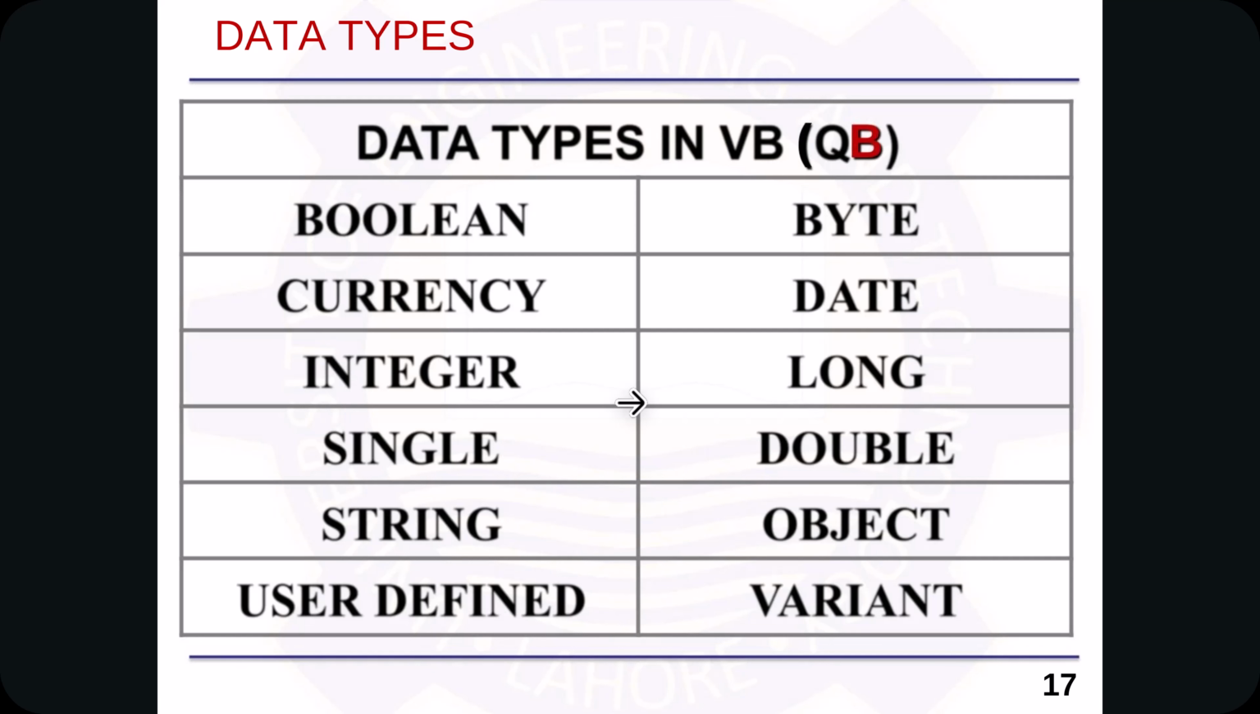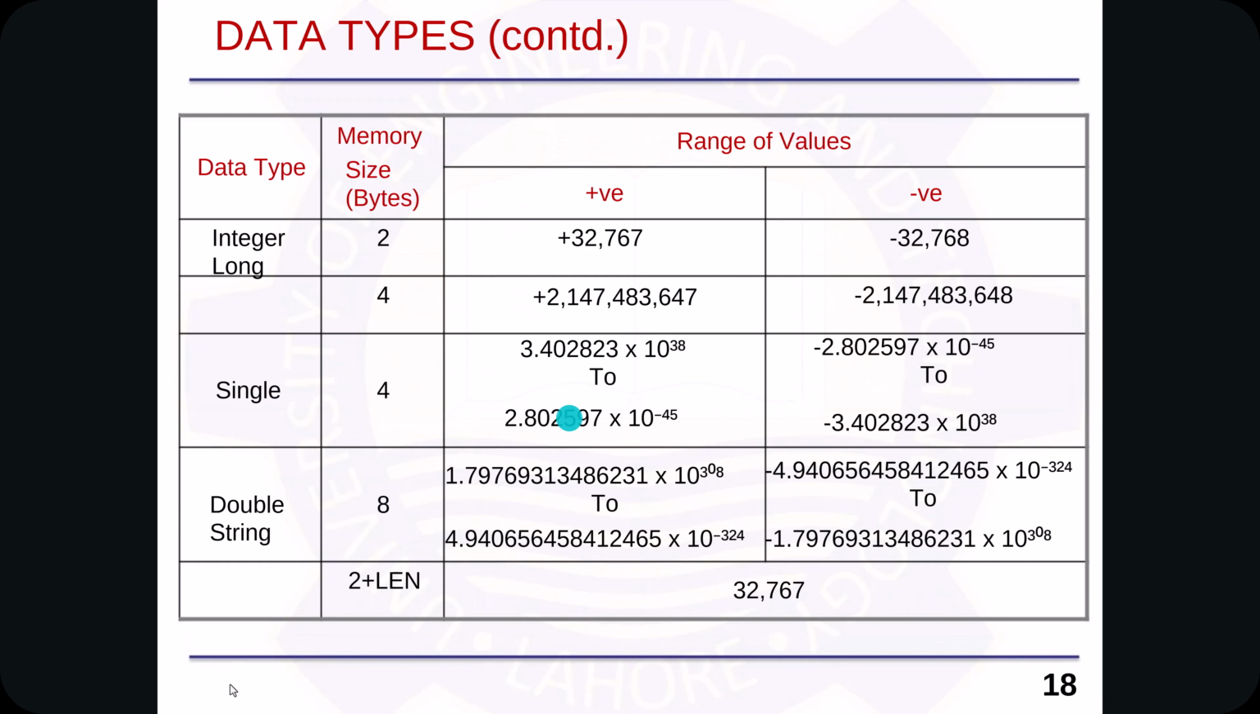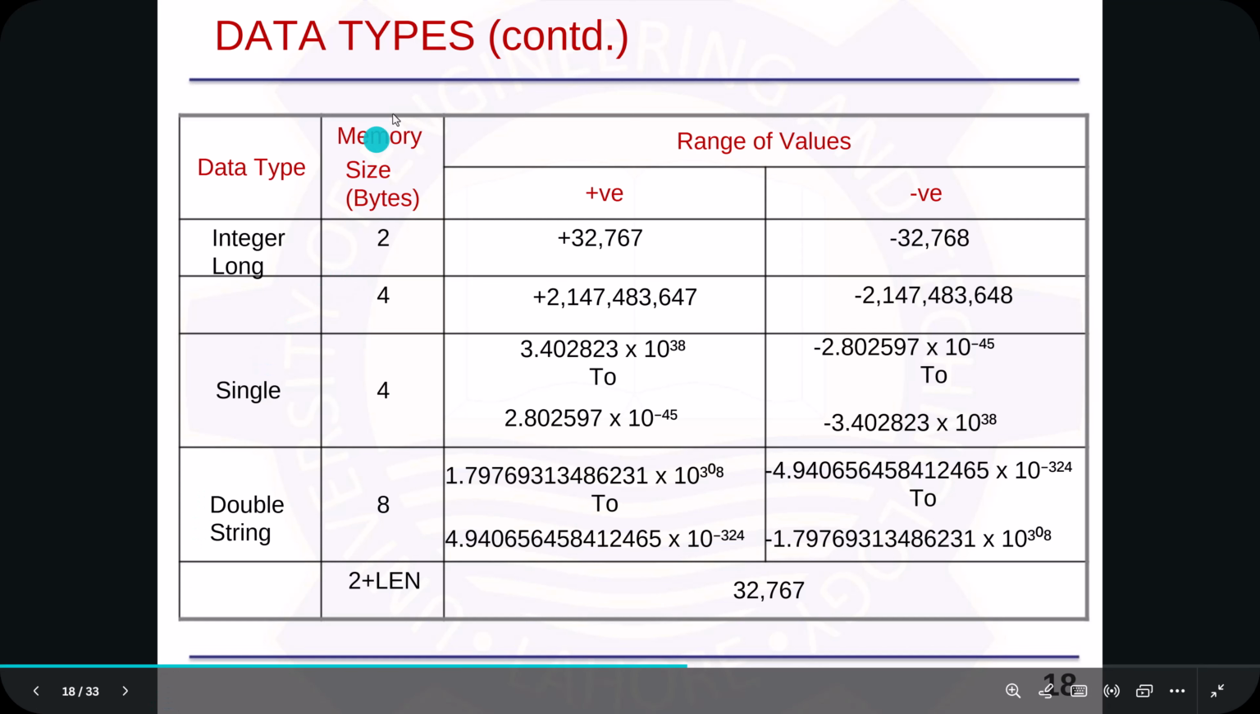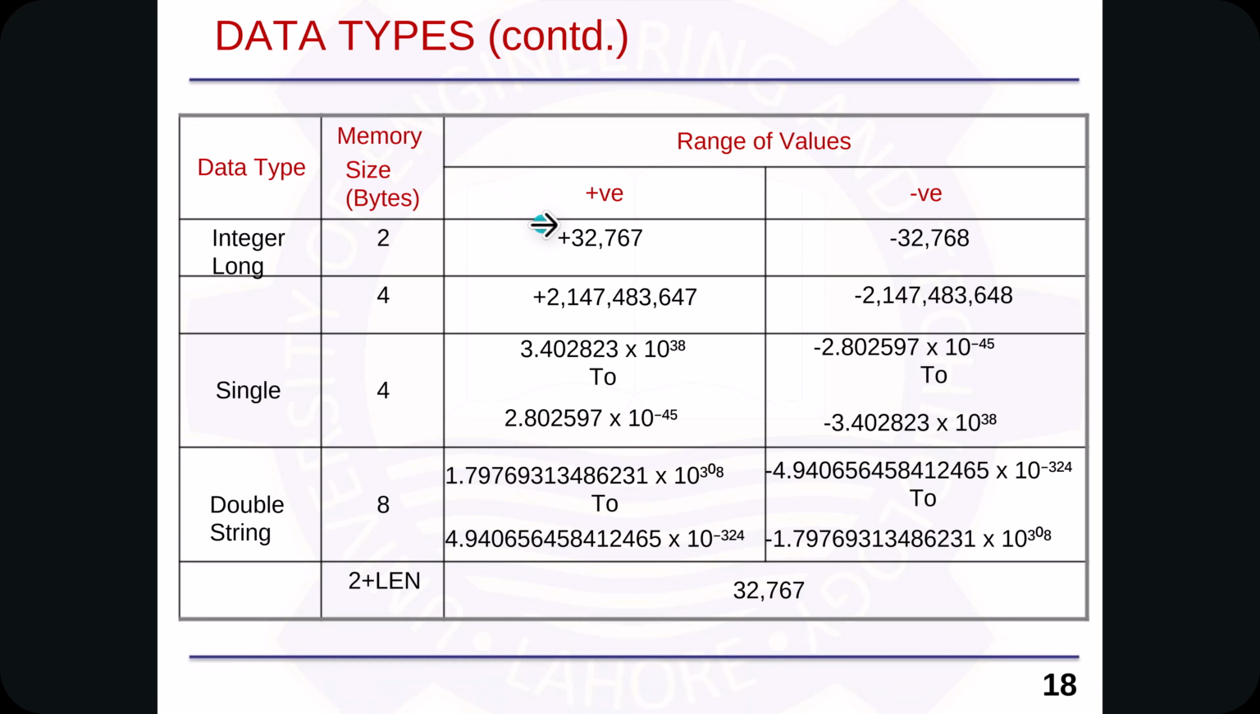So the data types in QBasic, we can make use of 5 of the data types that we listed earlier. You have integer, long, single, double, string. These are the data types used in QBasic. Other data types are relevant, but they are not of much use in QBasic. So these are the 5 data types that are mostly used in QBasic.